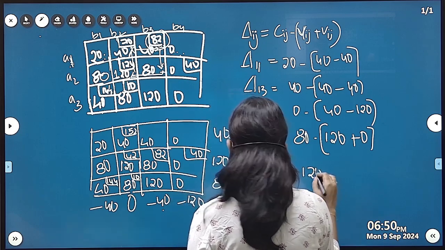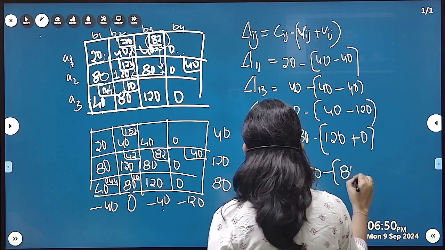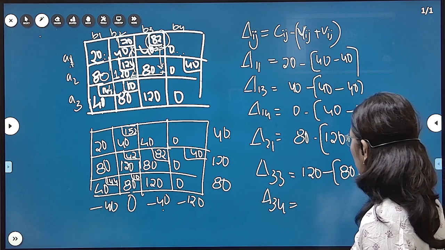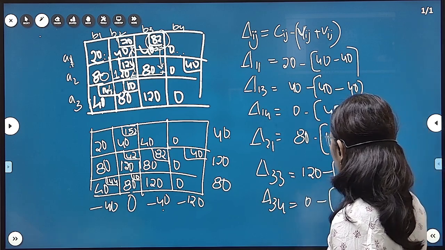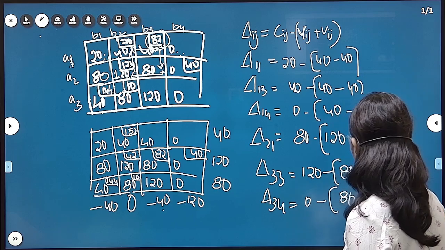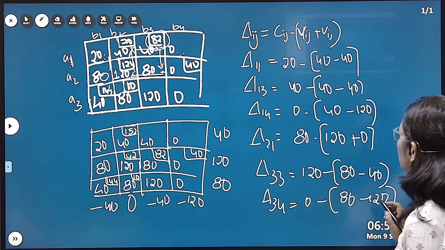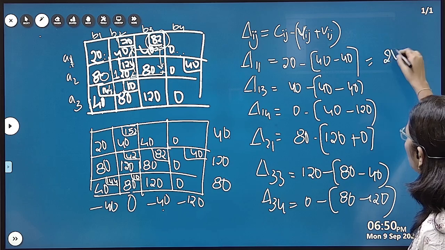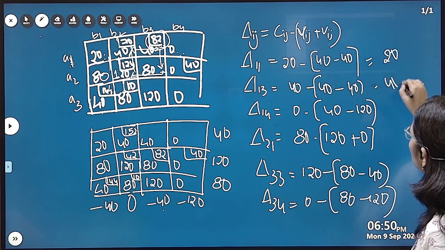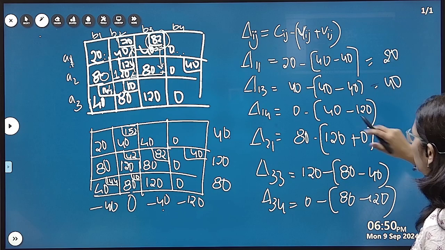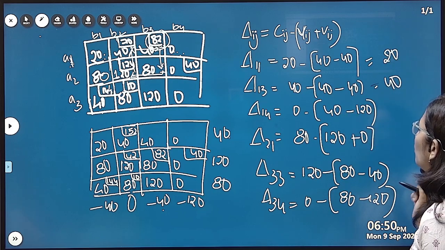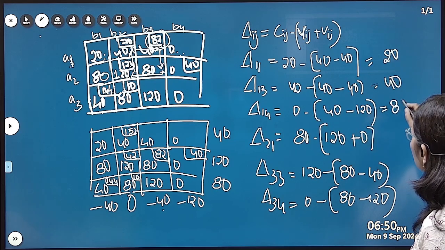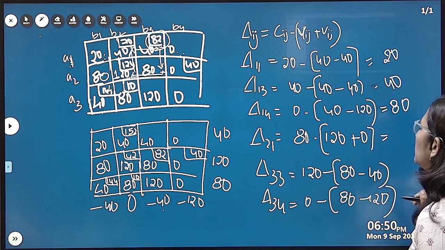So everyone clear or not? So here 0 minus 80 minus 120. So tell me the values. Here 40 minus 40 is 0. So you will get 20. Here also 40 minus 40 is 0. You will get 40. So here 40 minus 120 minus 80, minus and minus it will become plus 80, and here 120 minus 80.